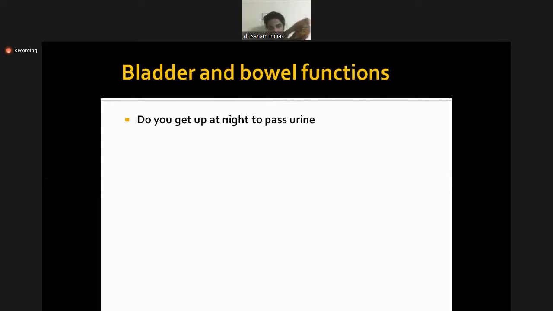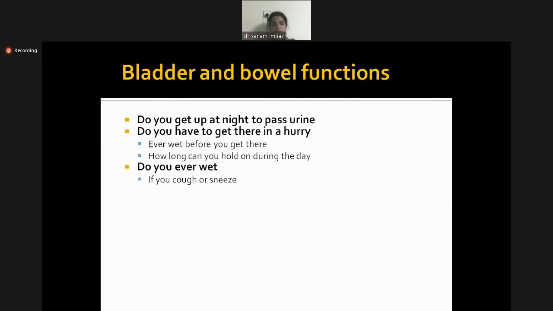For urinary dysfunction, patients would present with nocturia as well. Nocturia is when you're sleeping at night and you wake up just for the sake of passing urine. This is urgency, like I already mentioned, that is, can you control the desire to micturate, or do you need to rush to the toilet and you might even leak on your way to the toilet. For how long can you hold on to your urine? Do you ever get wet if you cough or sneeze?